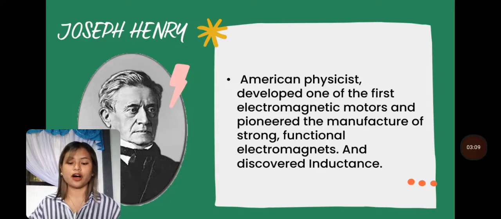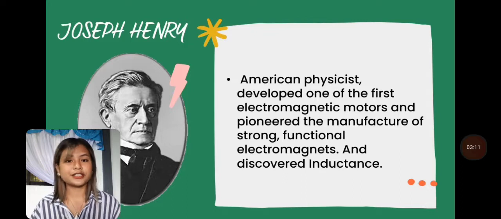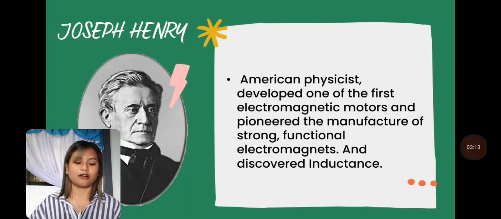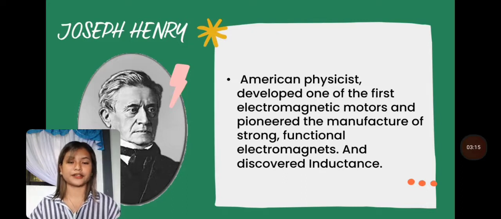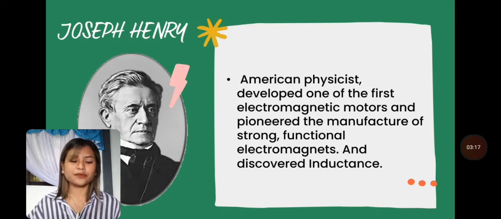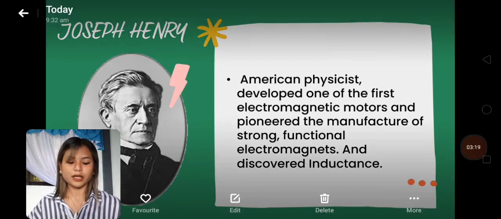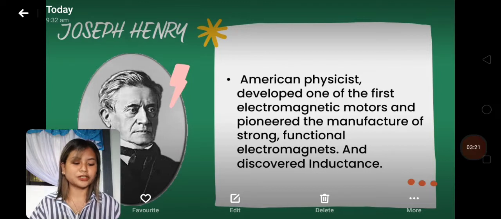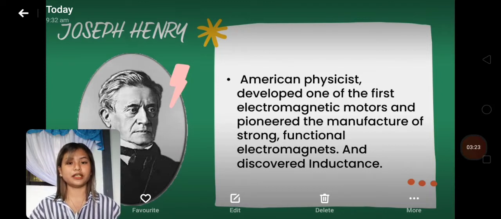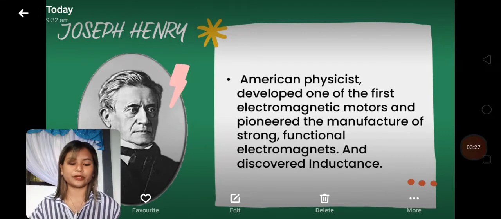In honor of Henry, the International System Unit, which is Henry, bears his name. And while working with this powerful electromagnet, Henry first observed the inductance. This property of a circuit is observable when a varying magnetic field generates electromotive force or voltage.